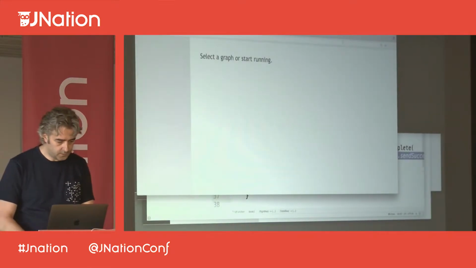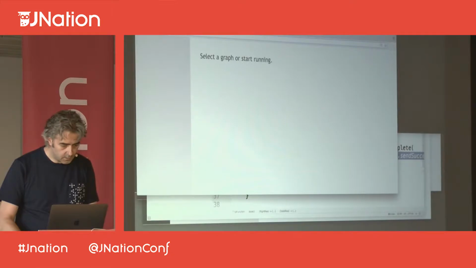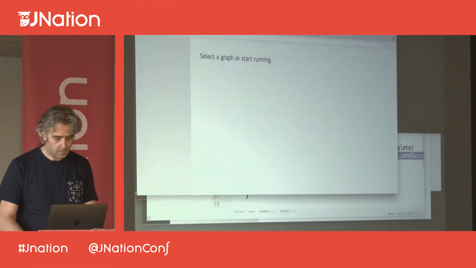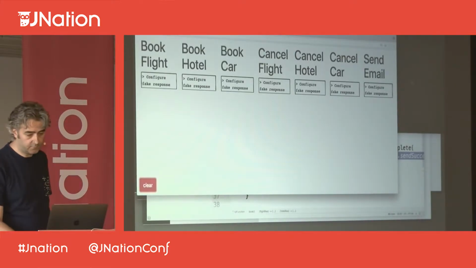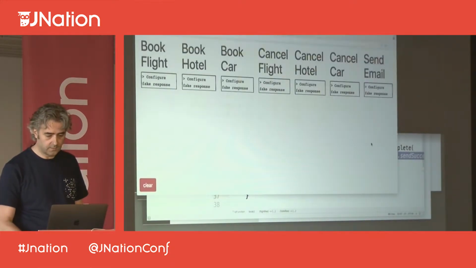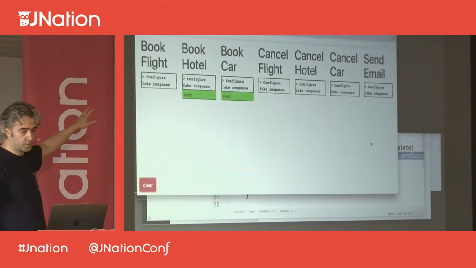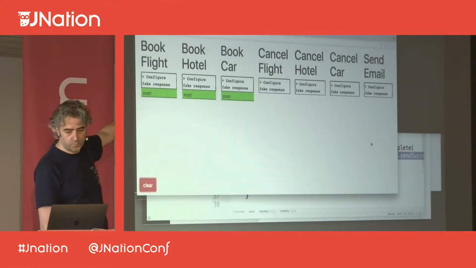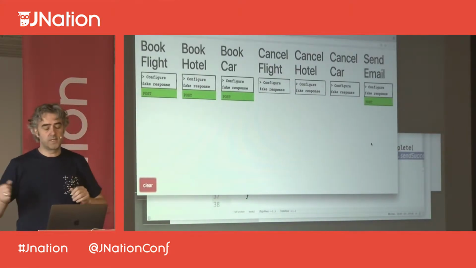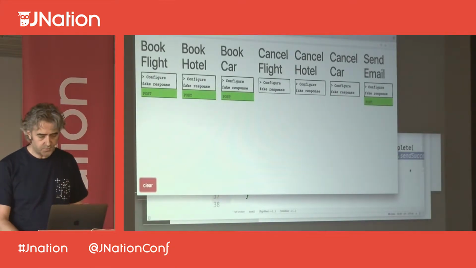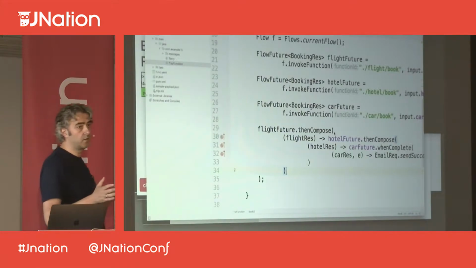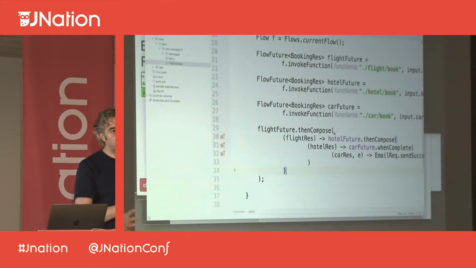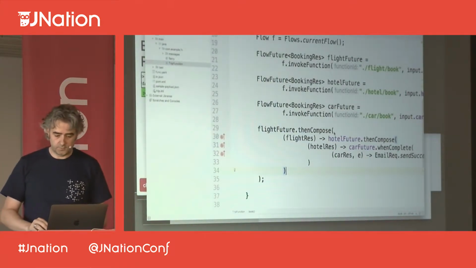I have a different view that shows the same thing. So let's create this. These are all the services that I have running on my machine, and I will invoke it again. So we book the car, we book the hotel, we book the flight, and finally we send the email. So this is FN Flow in action. The thing that we don't do here is deal with errors. So if any of the bookings fail, well, too bad for us.